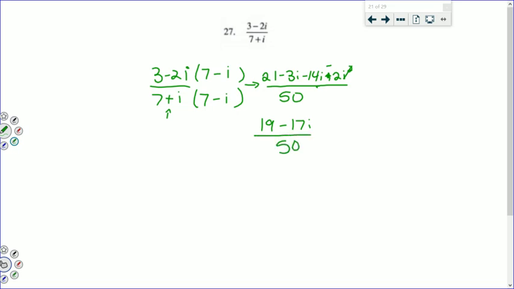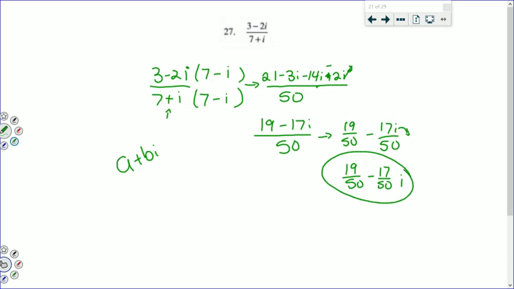We're close, but we're not quite there. Remember, we always want to have a plus bi for all of our solutions. So we can split this fraction up into 19 over 50 minus 17i over 50. And then we can take this i and move him outside of our fraction. 19 over 50 minus 17 over 50 i. And there is our solution, a plus bi. All right? So there is our solution for that. On to the next problem.